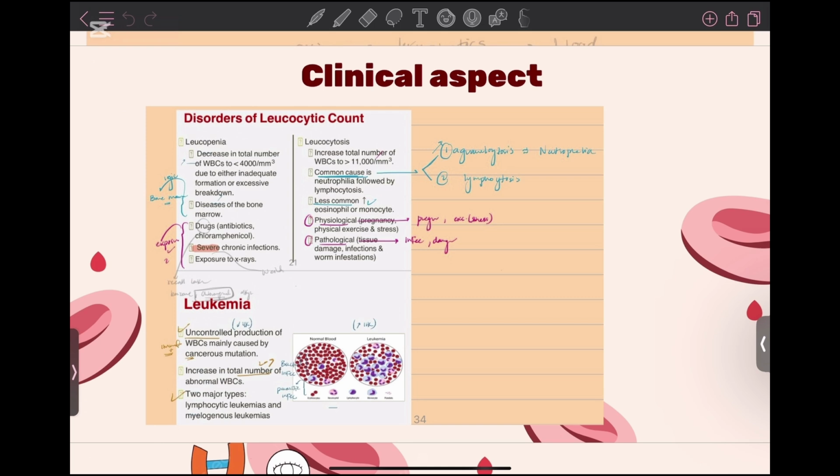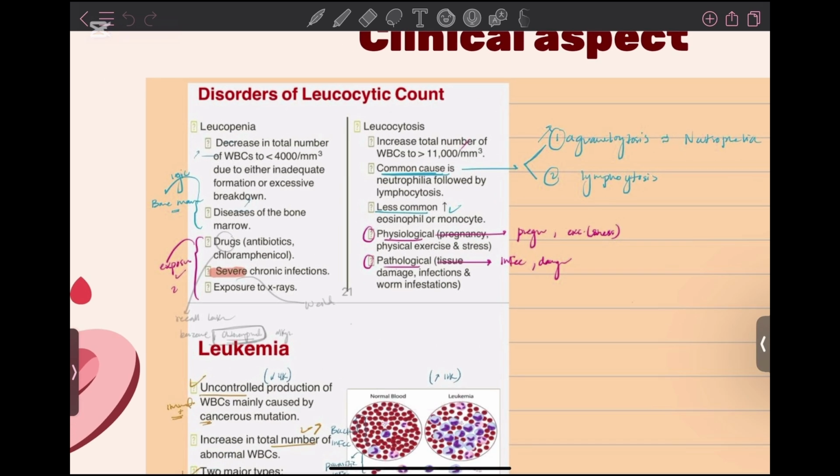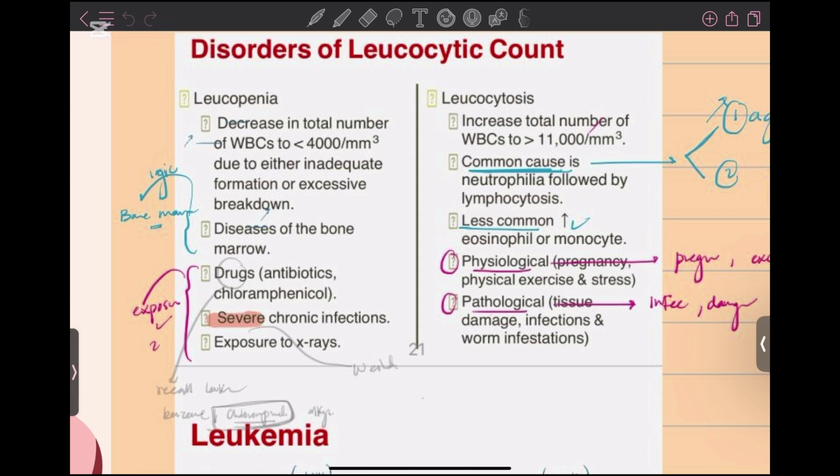Clinical aspect, they won't ask you directly a question, but you should be familiar with them. We have two types of leukocytic disorders, which are leukopenia and leukocytosis. Leukopenia is a decrease in the number of WBCs, while leukocytosis is an increase. When would you have a suppressed immune system? It is when you have leukopenia, low WBCs.